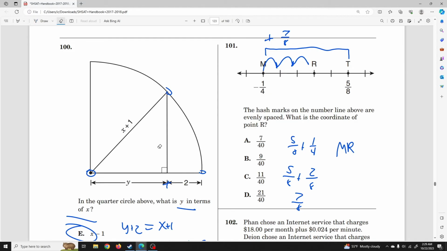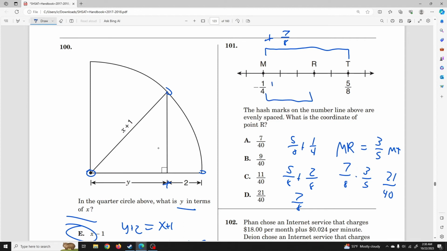MR is really just 3 out of the 5 total jumps of MT, right? So I just want to find the coordinate of point R. I want to find the distance between M and R, which is 3/5 the distance of M and T. So here I'm just multiplying 7 over 8 by 3 over 5, which is going to be 21 over 40. So that's the distance between M and R. So the distance between M and R is 21 over 40.